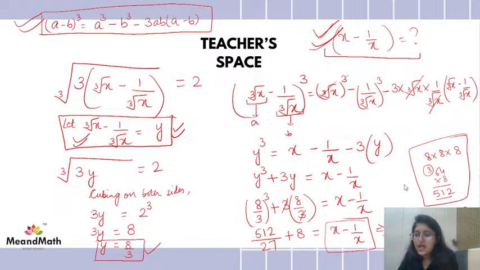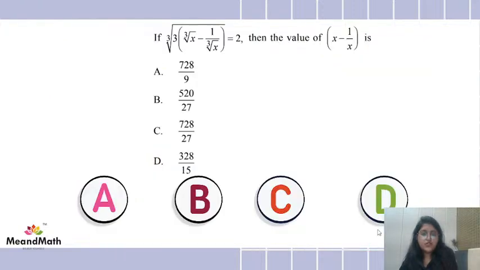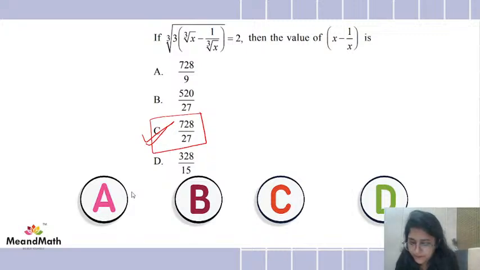Alright, any doubt, students, in this question? So you got the answer as 728 upon 27. What is the correct option over here? We got the correct option as C, 728 upon 27. Any doubt, students? Dhanushika, Vaishnavi, Prachi, any doubt in this question?